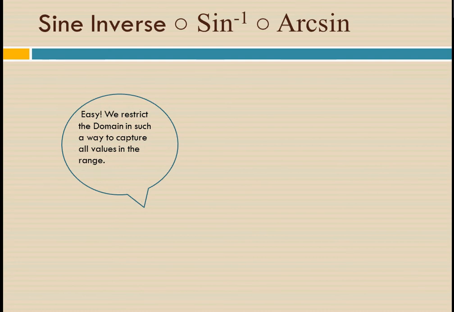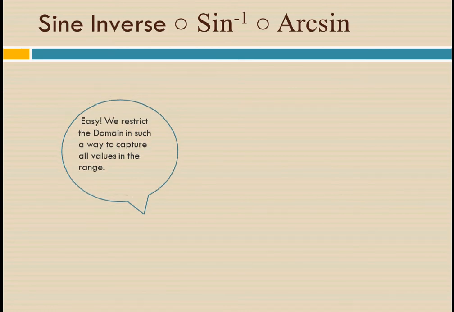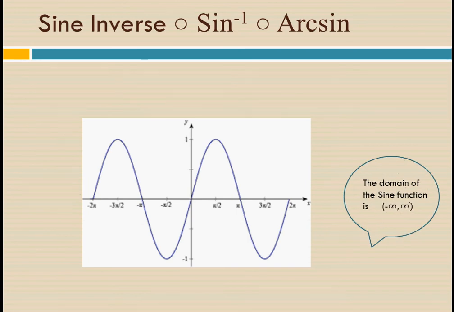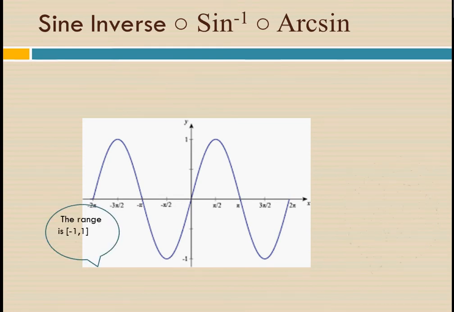We can restrict the domain on the sine function in such a way that we capture all the values of the range and still keep intact a 1-to-1 function. So the domain of the sine function right now we know to be -infinity to infinity. It goes on forever and ever, left and right. And the range is currently -1 to 1. Now we know that changes if we shift it up or down or change the amplitude, but for our sine function, the range is -1 to 1.